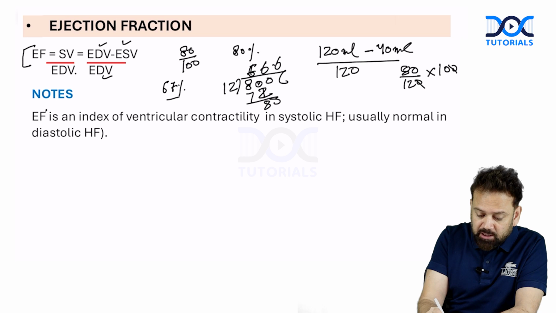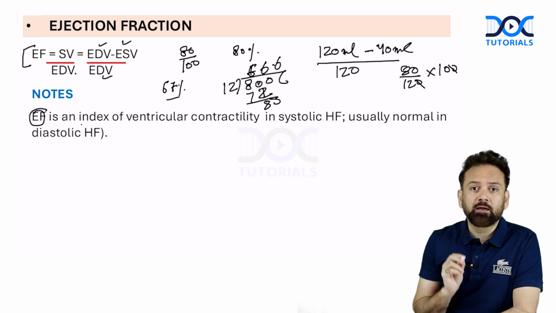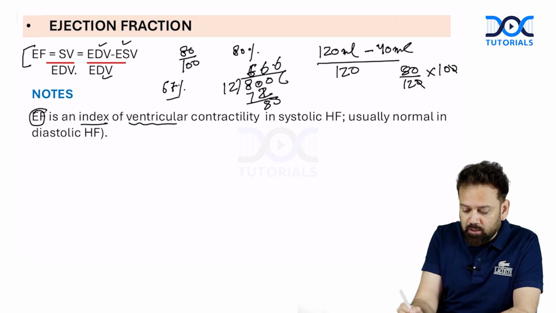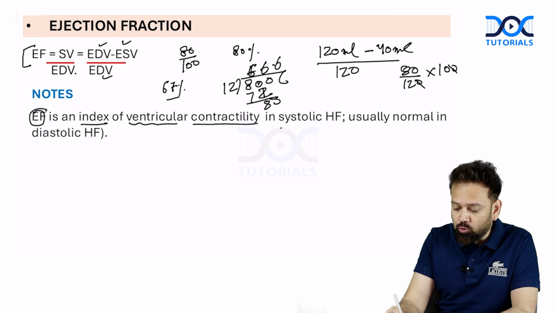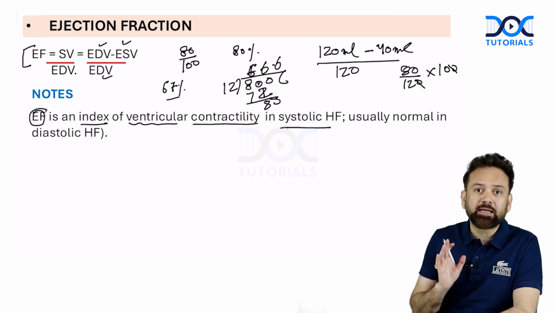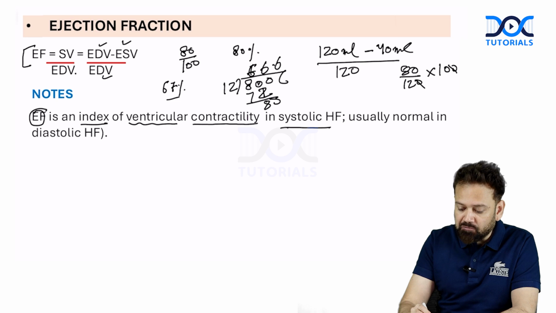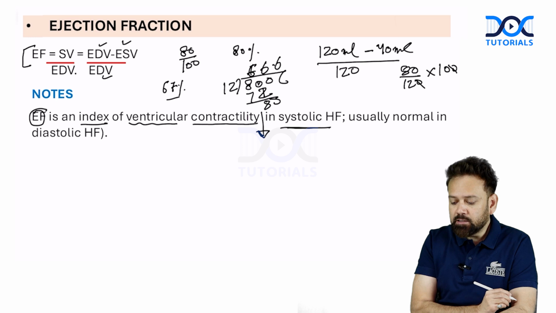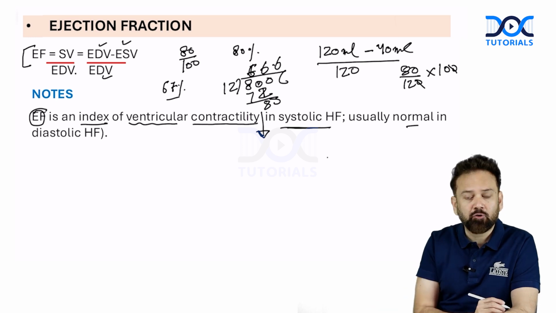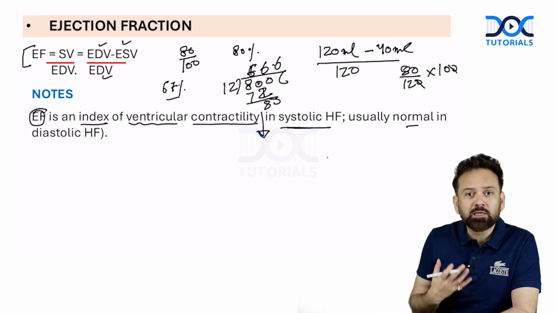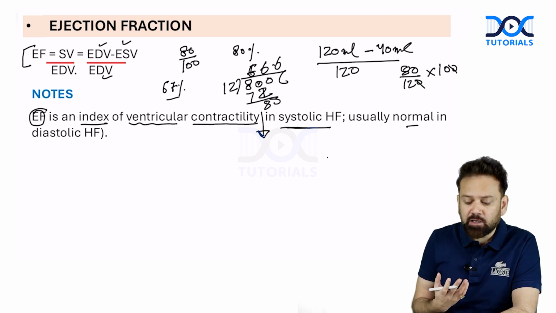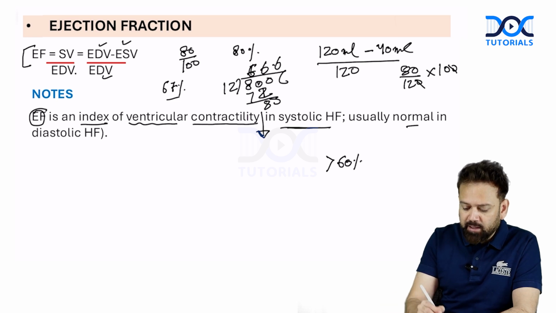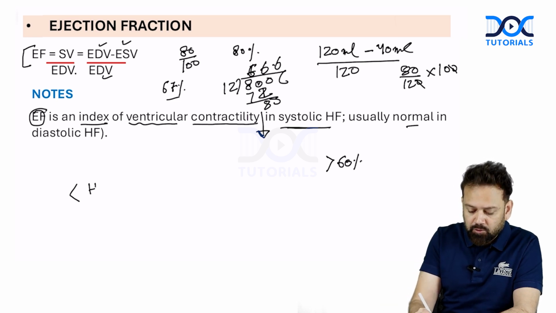Ejection fraction, nowadays, is used a lot in clinical practice, left ventricular ejection fraction. It is the index of ventricular contractility. In systolic heart failure it is decreased, and it is normal in diastolic heart failure. Of course, in systolic heart failure the problem is with the stroke volume, with the ejection fraction. Normally it should be more than 60%, because if it is very, very low, we say systolic heart failure.